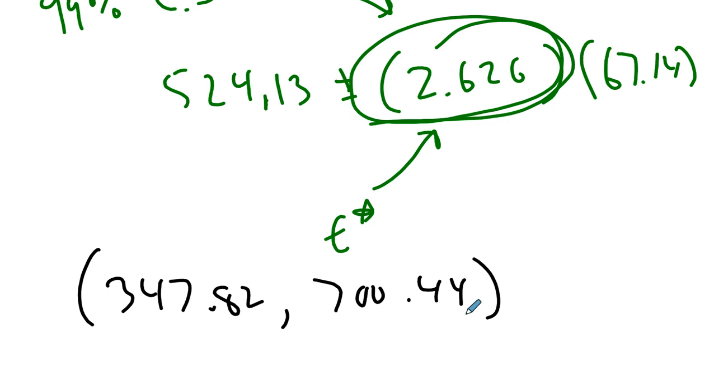So what would we say here? We're 99% confident that the true mean difference in the amount of money that males make during the summer and females make during the summer is somewhere between 347.82 and 700.44. Notice again, this interval still doesn't contain 0. So now we're really confident that the males are making more money than the females during the summer.